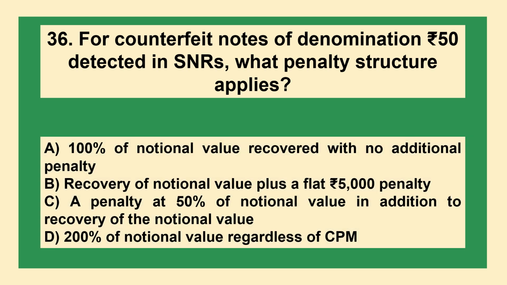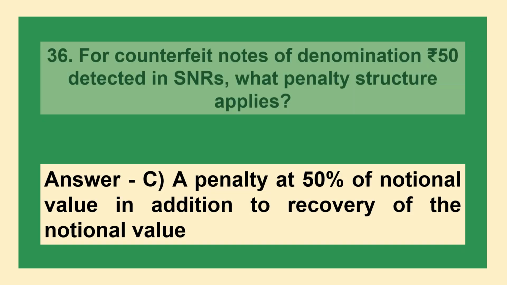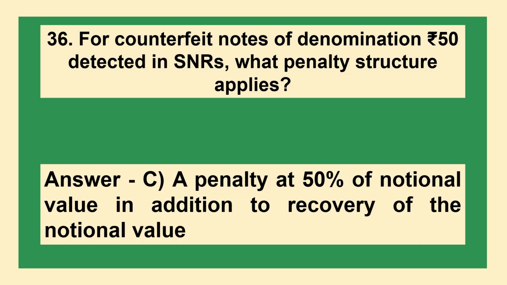For counterfeit notes of denomination rupees 50 detected in SNRs, what penalty structure applies? Option A: 100% of notional value recovered with no additional penalty. Option B: recovery of notional value plus a flat rupees 5,000 penalty. Option C: a penalty at 50% of notional value in addition to recovery of the notional value. Option D: 200% of notional value regardless of CPM. The answer is option C, a penalty at 50% of notional value in addition to recovery of the notional value.